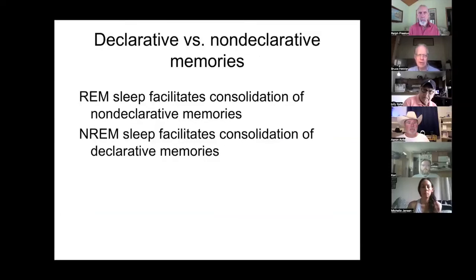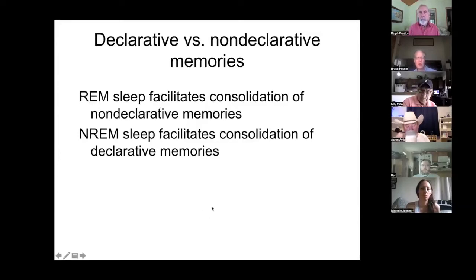Now I should talk a bit about declarative versus non-declarative memories. Declarative memories are memories that you're consciously aware of, that you can talk about. Non-declarative memories, you may not be able to say something about. You demonstrate them by doing something. For example, if I asked you if you knew how to ride a bike, your answer of yes or no would be a declarative memory. Getting on that bike and riding it would be a non-declarative memory.